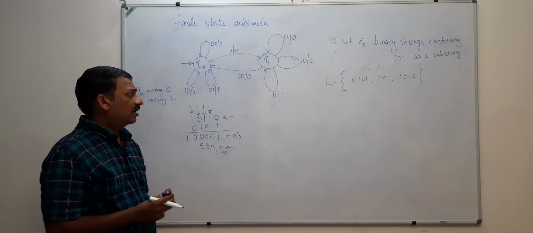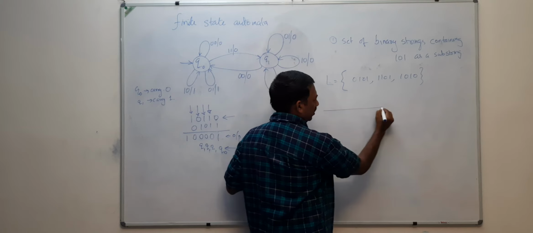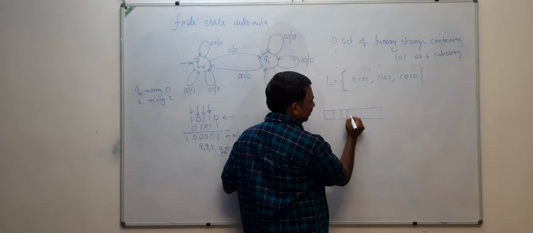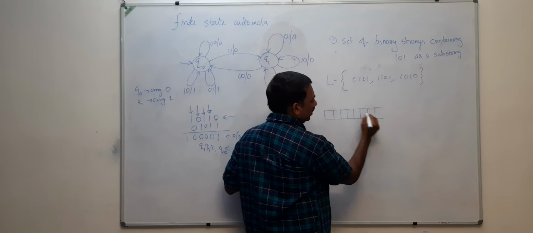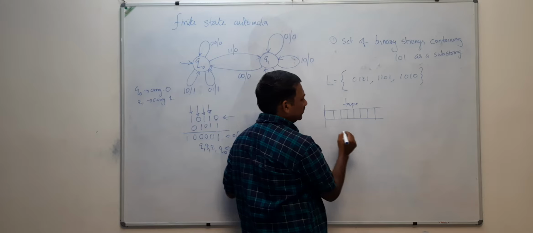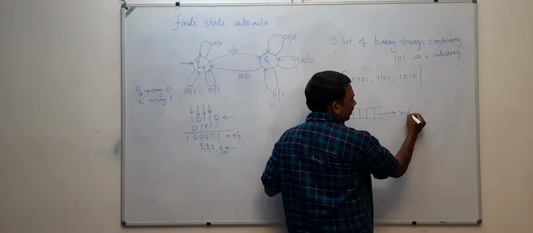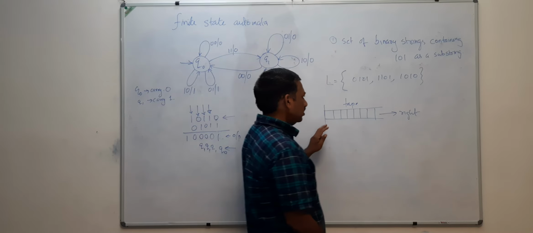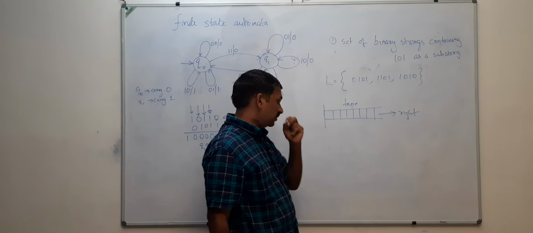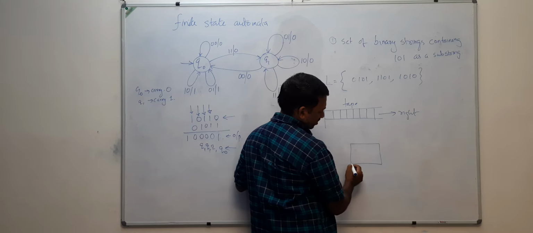Anyway, a finite automaton has an input which is printed on a tape. This is a tape, and the left end of this is fixed, and to the right it is not fixed. And here you have a finite control.